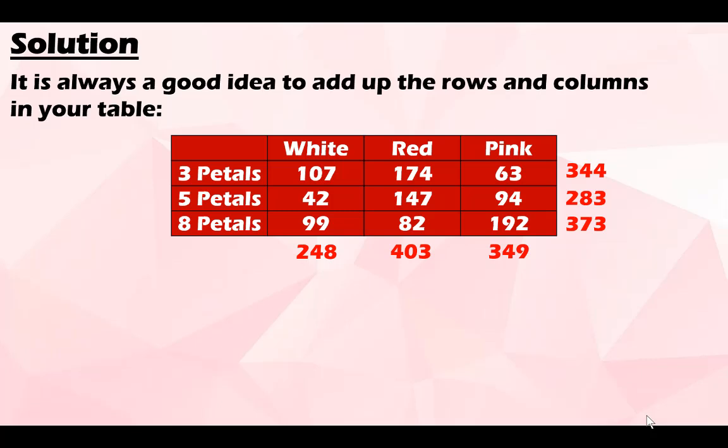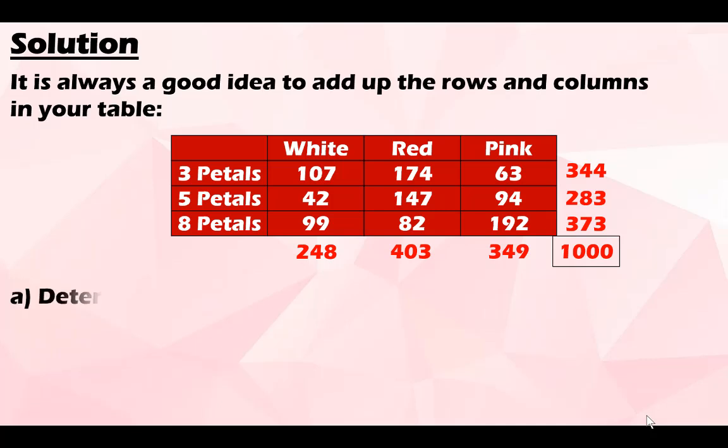If we add the row values together, we should get the same as if we add the column values together. And they both add up to 1,000. So there were 1,000 total flowers here. Now we're ready to compute the probabilities.